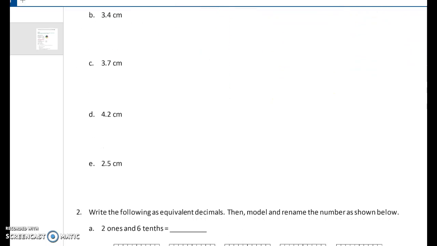Let's do letter D, 4.2 centimeters. So the first thing that I want to do is I want to look at this and say, what does 0.2 really mean, everybody? Well, 0.2, so we know it's 4 plus 0.2, but we also know 0.2 is what? 2/10. Good. So here are two ways to look at this. 4 plus 0.2 and 4 plus 2/10. Does everybody feel good?